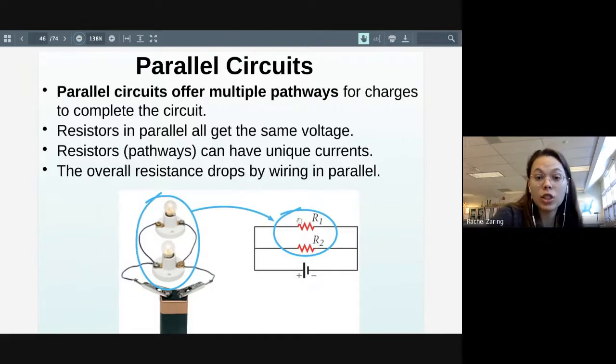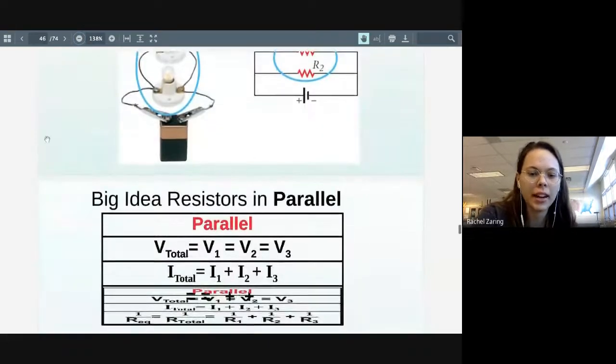The resistors can very much so have unique currents. So current is not the same throughout the entire circuit in a parallel circuit. That's because we're running along these different pathways with very unique resistances. But the overall resistance is going to drop as you add more wires in parallel. Now, I'll show you more what that means when you see this mathematical relationship.